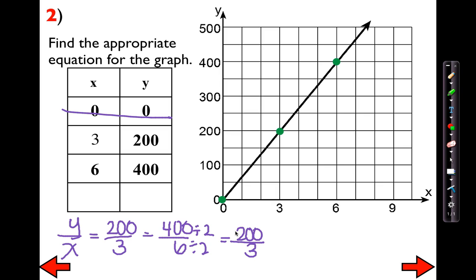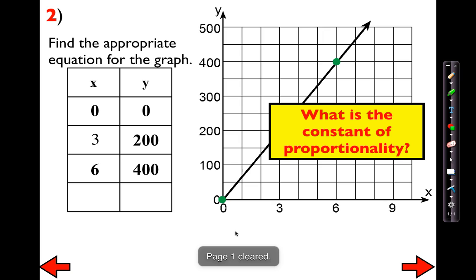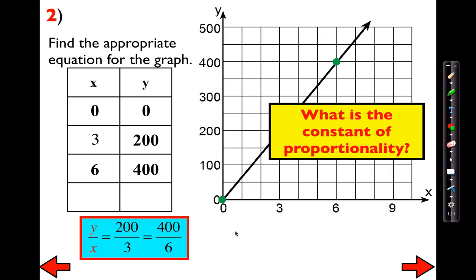So does it really matter which ordered pairs you pick to find the ratio? No. If it's linear and it goes through the origin, no matter what ordered pairs you pick, you should still end up with the same value for the constant of proportionality. So in this case, the constant of proportionality is 200 over 3. And it might be a good idea on a quiz or test for you to actually check to see if it works. Does 0 times 200 over 3 equal 0? Yes. Does 3 times 200 over 3 equal 200? Yes. The 3's cross cancel, leaving you with 200. Does 6 times 200 over 3 equal 400? Yes, you could cross cancel, leaving you with a 2. 2 times 200 is 400.